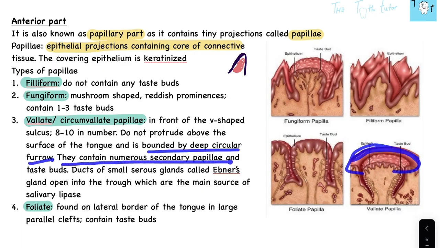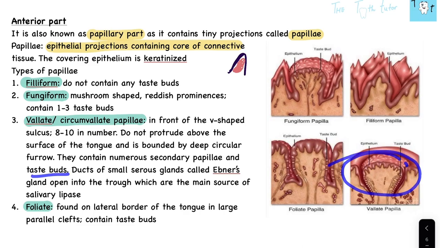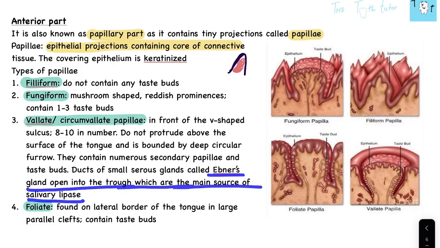They contain numerous secondary papillae. So there are numerous papillae coming out of this one. And taste buds, so there are many taste buds present. Ducts of small serous glands called Ebner's glands open into the trough, which are the main source of salivary lipase.